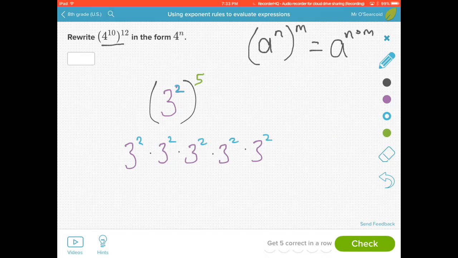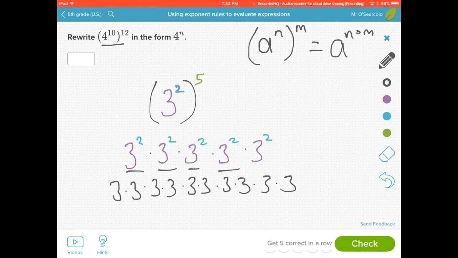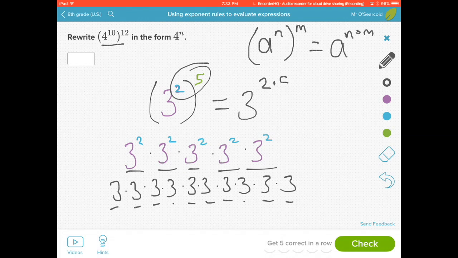Okay? So as you can see here, we can break that out even further, and that becomes 3 times 3 times 3 times 3 times 3 times 3 times 3 times 3 times 3 times 3, and if we count those up, we've got 1, 2, 3, 4, 5, 6, 7, 8, 9, 10, which is the same as 5 times 2. So that's equal to 3 to the 2 times 5, which is equal to 3 to the 10.